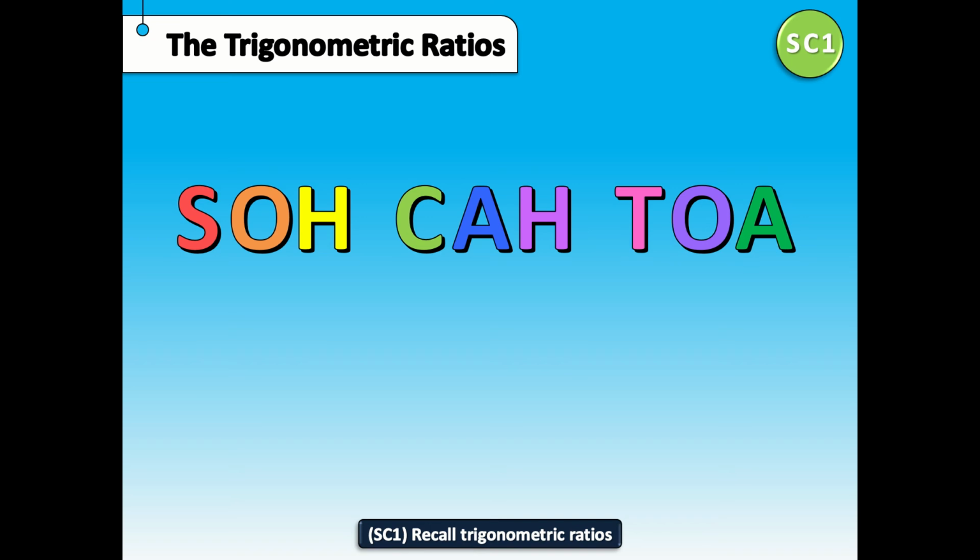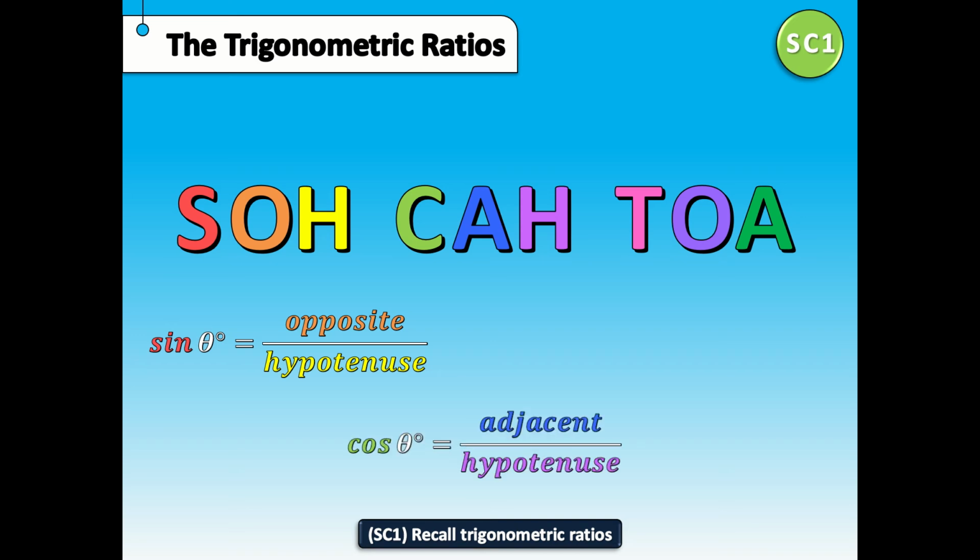For trigonometry, you need to remember SOHCAHTOA: SOH, CAH, and TOA, because this tells us whether we are going to use sine, cos, or tan. Sine of the angle is equal to the opposite divided by the hypotenuse. Cos of the angle is equal to the adjacent divided by the hypotenuse. And tan of the angle is equal to the opposite over the adjacent. We always use that symbol there to denote an angle that we don't know, and it's called theta.